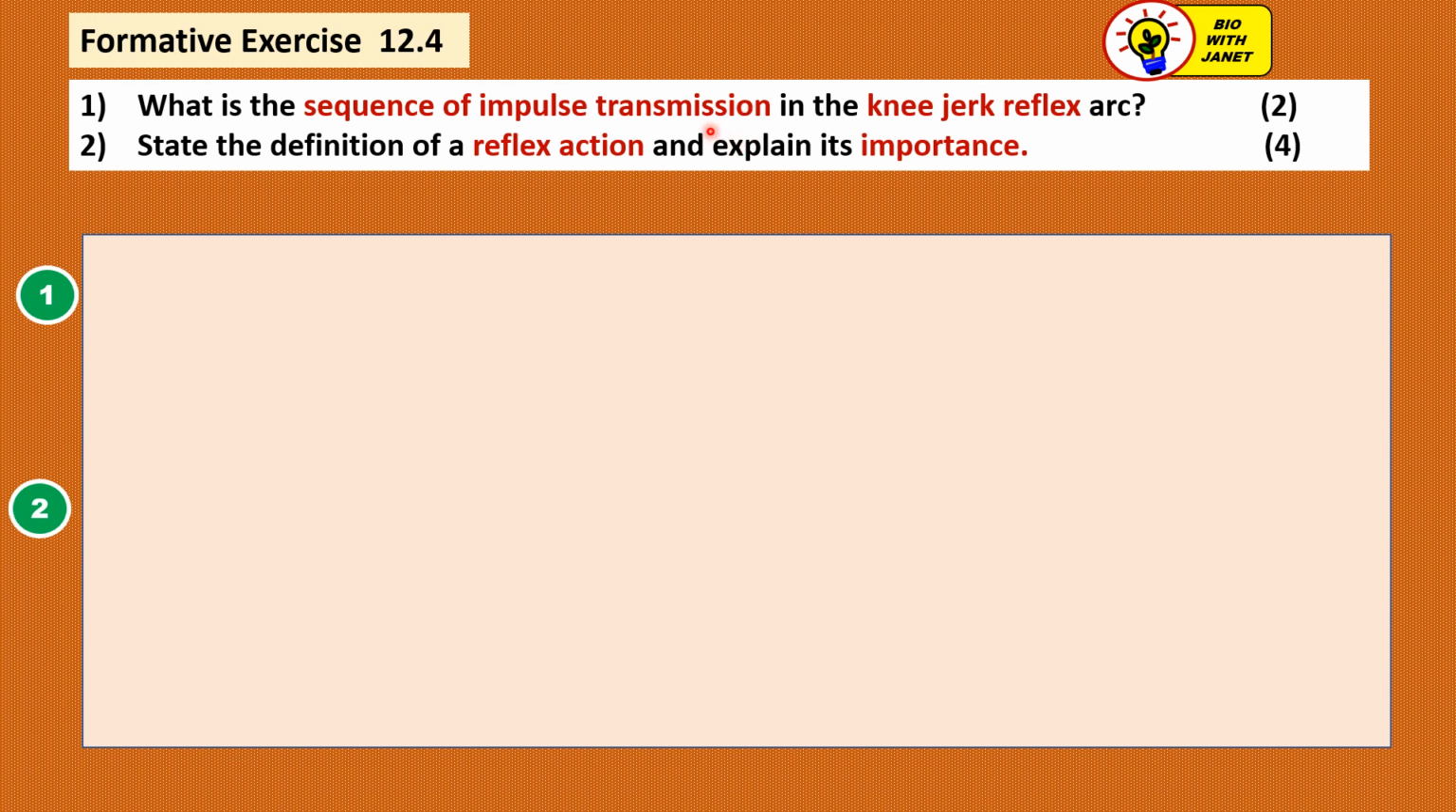All right? So try this yourself first for knee-jerk reflex. What are the neurons involved and what are the other components involved to cause the knee-jerk reflex to occur? All right, starting from stimulus. Now, next, state the definition of reflex action and its importance. What is the meaning of reflex action and what is the importance of reflex action?